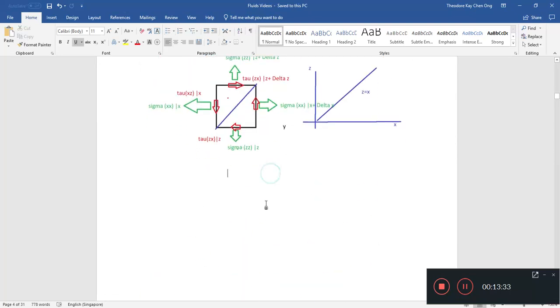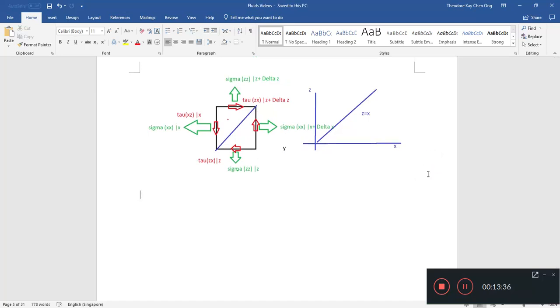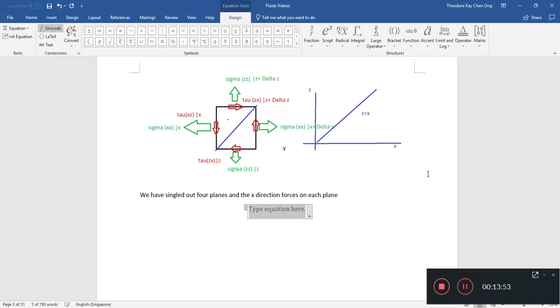Alright, so we have this already. So we have singled out 4 forces, or 4 planes, and the x direction forces on each plane. So what are they? Tau zx at z plus delta z. That's 1. Number 2, tau zx at z.